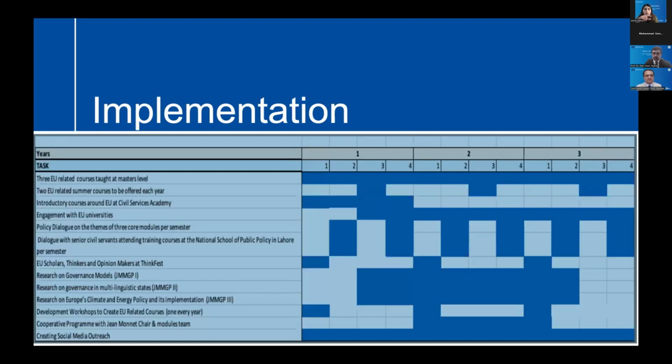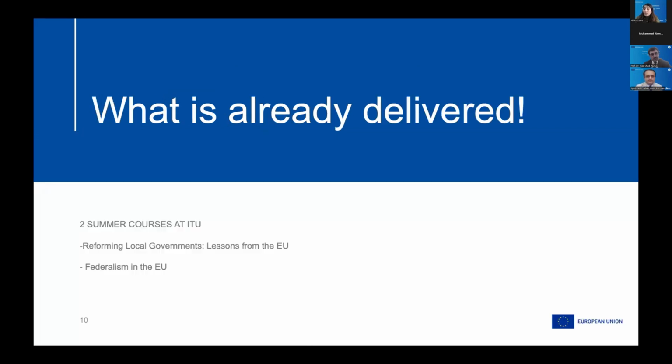So this is the implementation plan that we pitched, what we are going to do yearly. You can also make something similar. It clearly shows how you are distributing your workload across the years. And now I'll focus on what we have already delivered. We do 2 summer courses at ITU. This is a good forum to talk about it. We are going to do reforming local governments and federalism in the EU next summer as well.